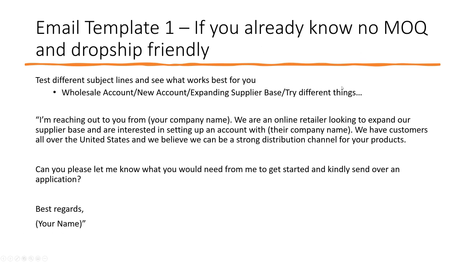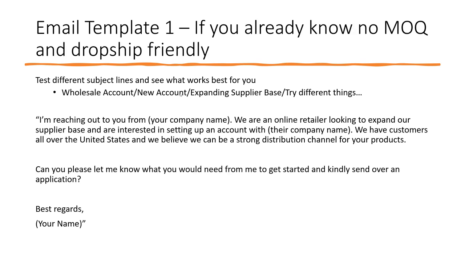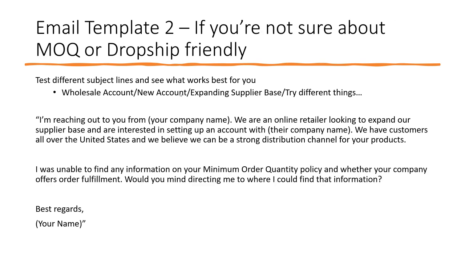All right. So that's email template number 1. Again, you can blast this out if you want, but I would recommend personalizing it, or at least personalizing it, in the future at some point. Email template number 2 is obviously if you're not sure about minimum order quantities or if they're dropship friendly. Now, if you're already sure that they do have minimum order quantities or that they are not dropship friendly or they don't do order fulfillment, then that already disqualifies them and you shouldn't be reaching out to them anyway, right? So they're either going to fit email template 1 or email template 2.